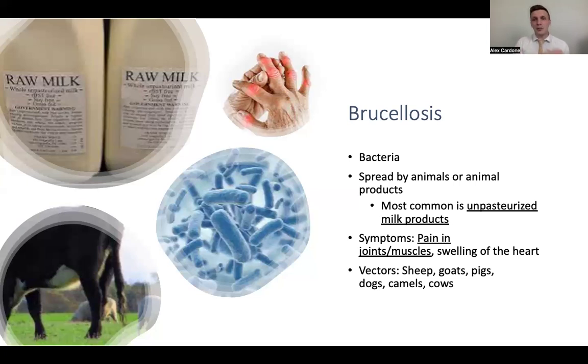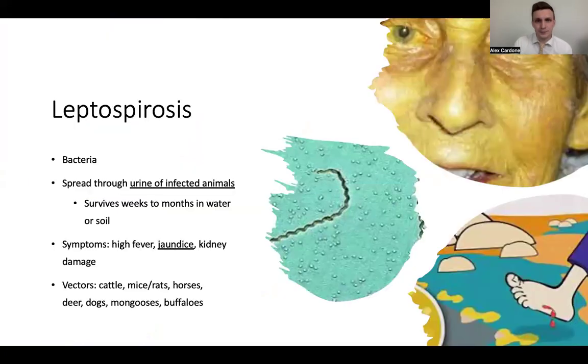Common vectors: really think of anything that could produce milk. So sheep, goats, pigs, dogs, camels, cows, technically any of those things. Fortunately, I don't think anyone drinks dog milk, so that one should be all right as far as spreading to humans, but any of these other ones, and I guess pig milk as well, could potentially be fair game. So again, brucellosis is a bacteria found in milk products.